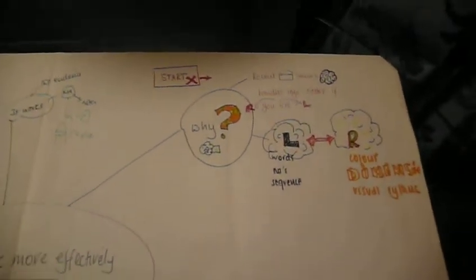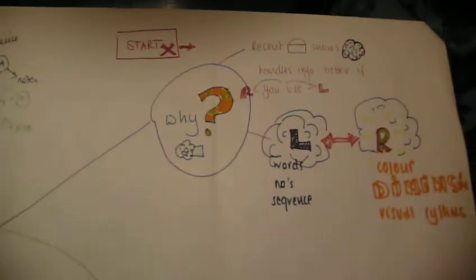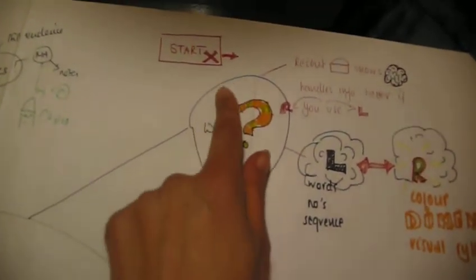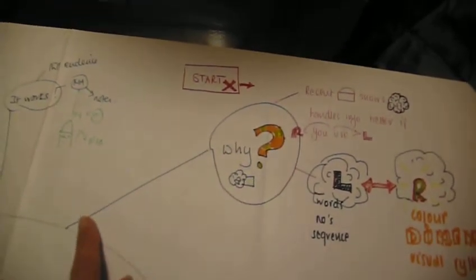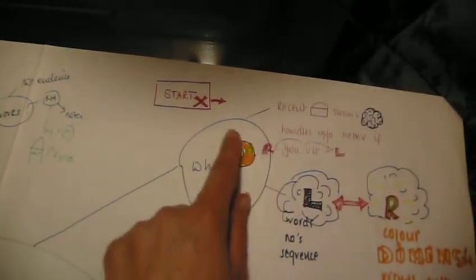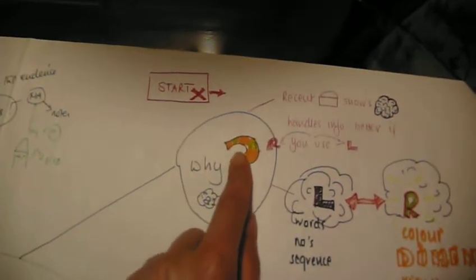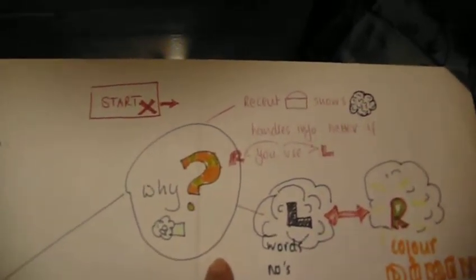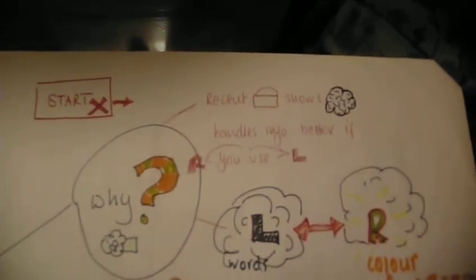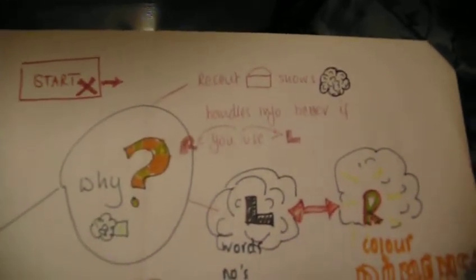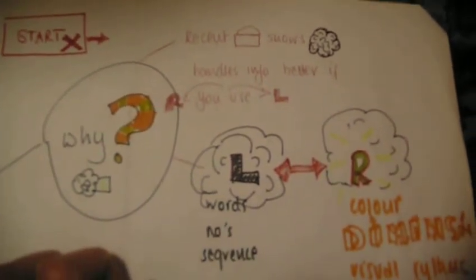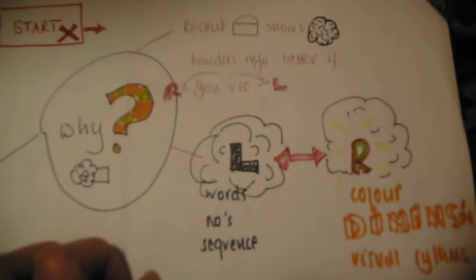So let's start then. This mind map, what I want to do first is talk to you about why should I mind map. So this is the main point here, why mind map, with the black line. And then the sub points are going to develop that area. The reason why you should mind map is because recent research shows that the brain handles information better if you can harness the power of the right and the left side of the brain. And that's because the right and the left side of the brain work together.